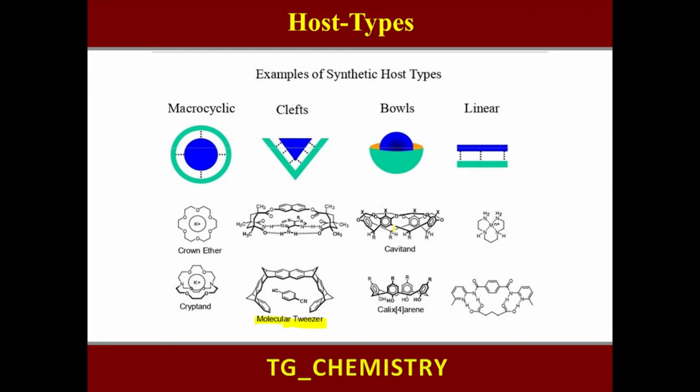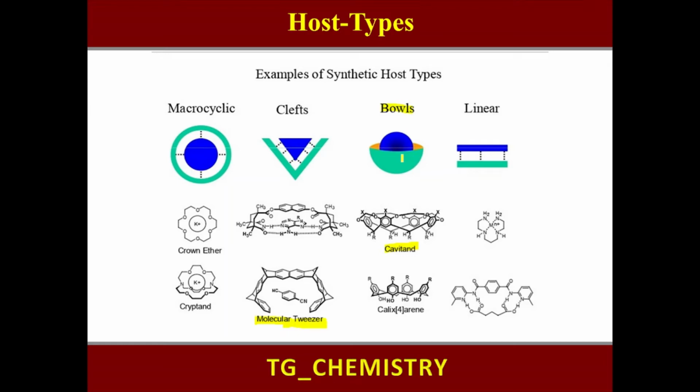Then comes another interesting host type, which falls under the type of bowls, and these are cavitands. Another one is calixarene. The cavitands seem to be container-shaped molecules, and the cavity of the cavitand allows it to engage in host-guest chemistry with guest molecules, which definitely have to be of complementary shape and size to fit within the container or cavitand.